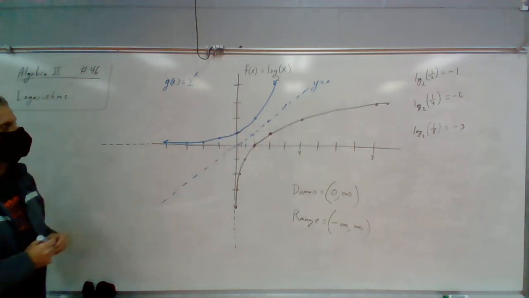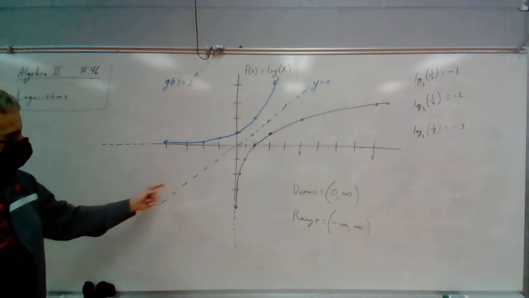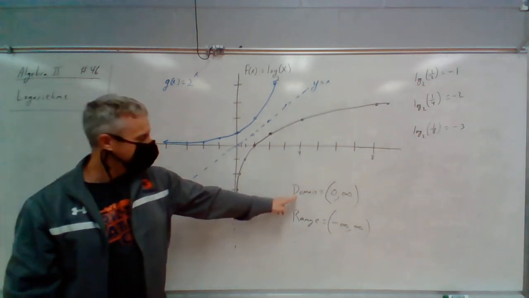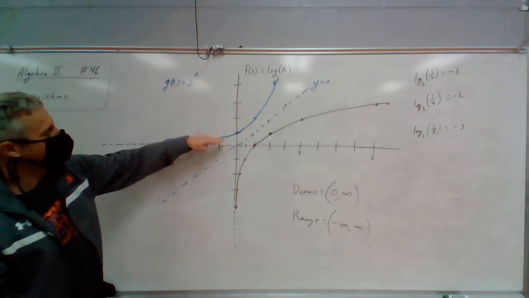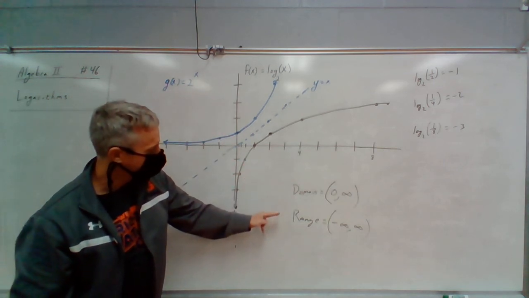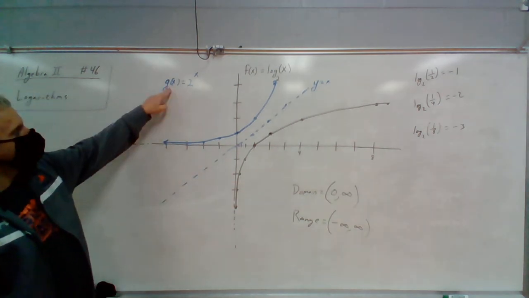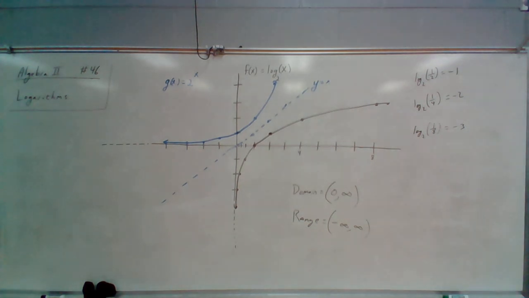They are inverse functions. So on this one, we have a horizontal asymptote. Here we have a vertical asymptote. On the black one, my domain is from 0 to infinity. On this one, my range is from 0 to infinity. On the black one, my range is from negative infinity, it's all real numbers. And on this one, my domain is all real numbers. So those are inverse functions.